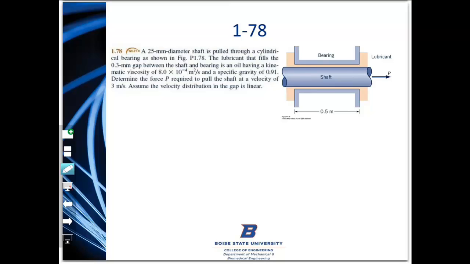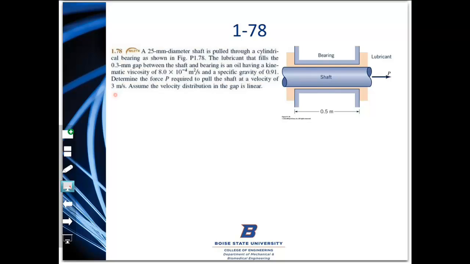A 25 mm diameter shaft is pulled through a cylindrical bearing as shown in this figure. The lubricant that fills the 0.3 mm gap between the shaft and the bearing is an oil which has the kinematic viscosity as mentioned here and has a specific gravity of 0.91. We're asked to determine the force P required to pull the shaft at a velocity of 3 meters per second. And you're asked to assume that the velocity distribution in the gap is linear.